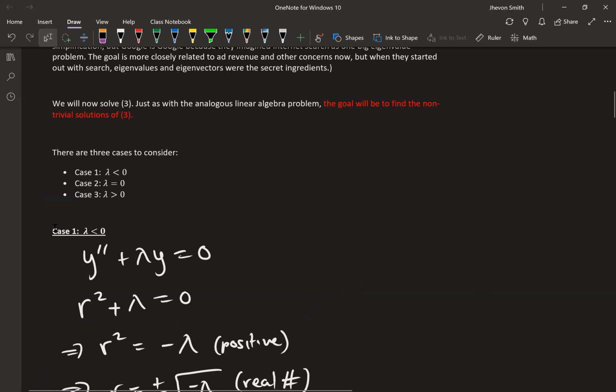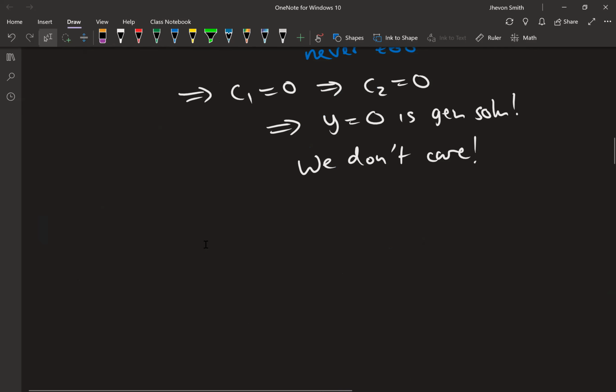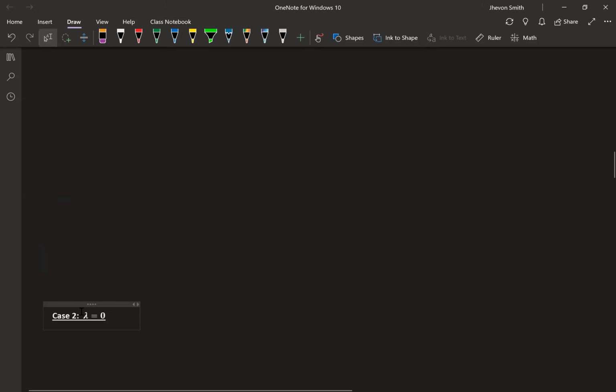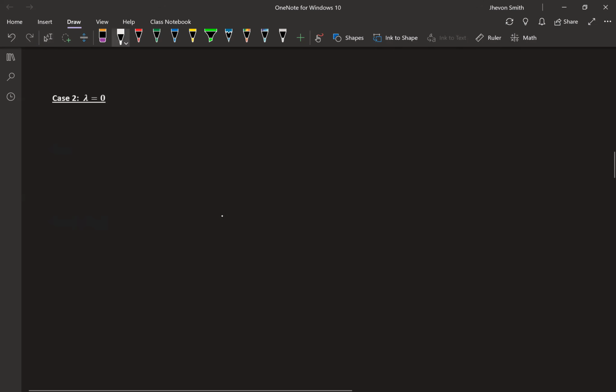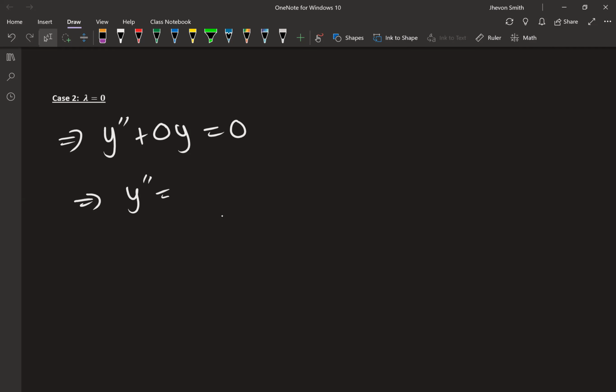So if your lambda is negative, we only get the trivial solution, not interested. So we go over, what if our lambda is 0? So that would mean we have y double prime plus 0y equals 0. Well, that just means y double prime equals 0. How would we solve that? Well, you integrate once, you get a constant, and you integrate again, you get that.